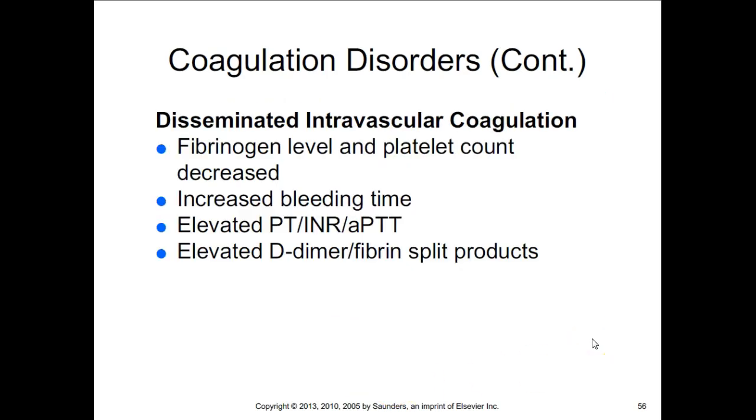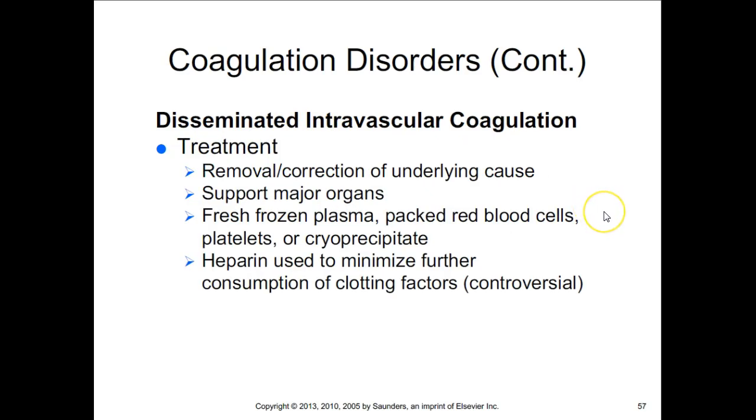So fibrinogen level and platelet counts are usually decreased. You have an increased bleeding time, and then elevated PT-INR and PTT. Right? And then D-dimer and fibrin split products are also going to be elevated. So you see that you have fibrinogen levels and platelet counts decreased, but everything else has basically been increased. Right? So if there's a cause, remove it.